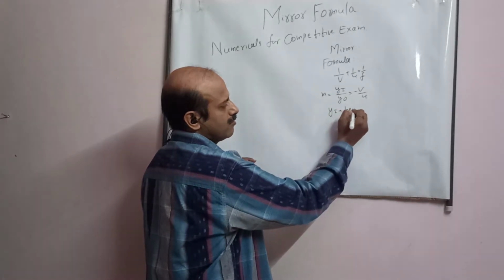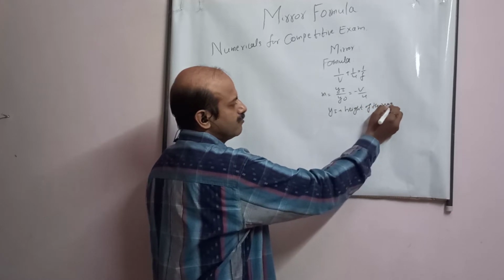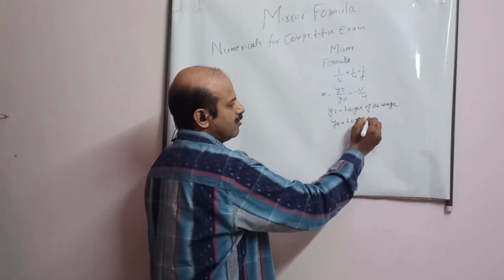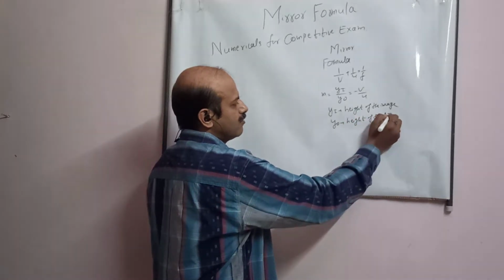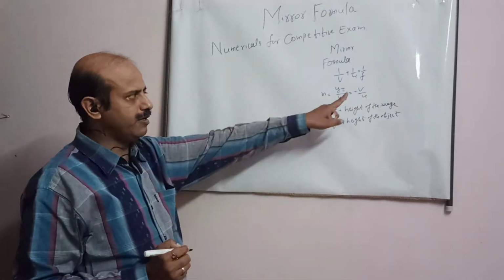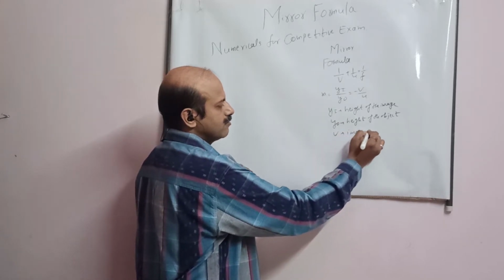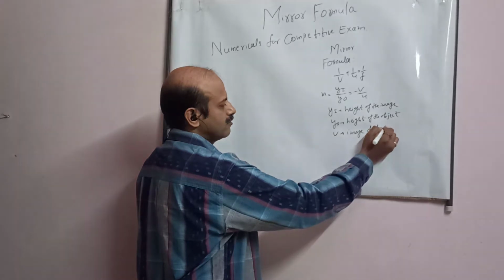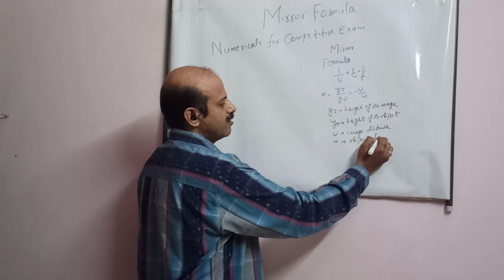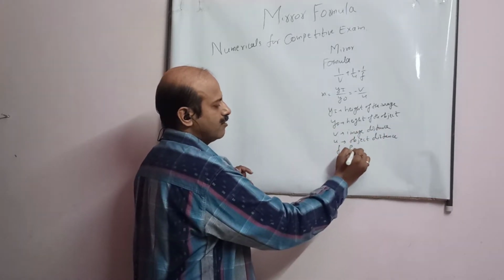Yi, height of the image. Yo, height of the object. V, you already know, is the image distance, and U is the object distance. F is the focal length.